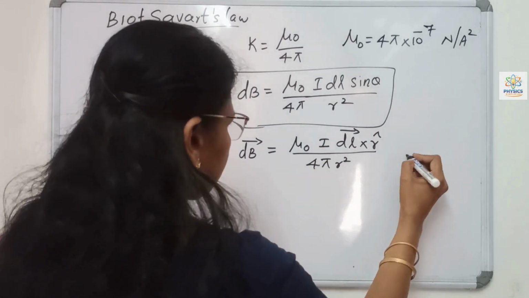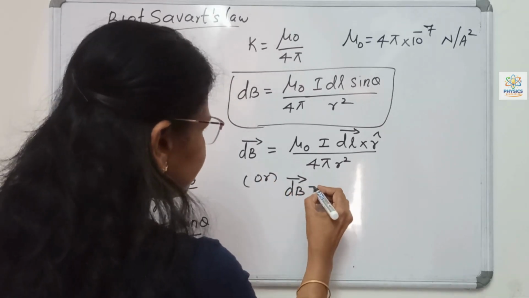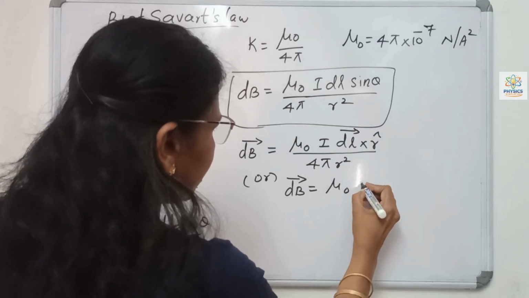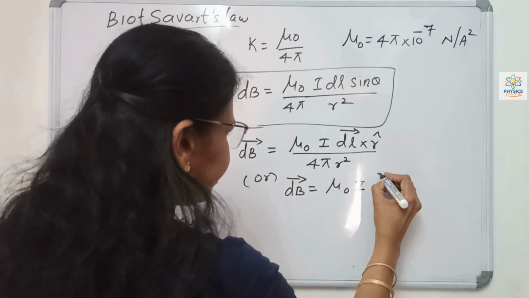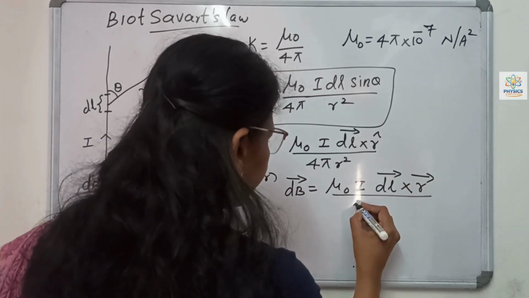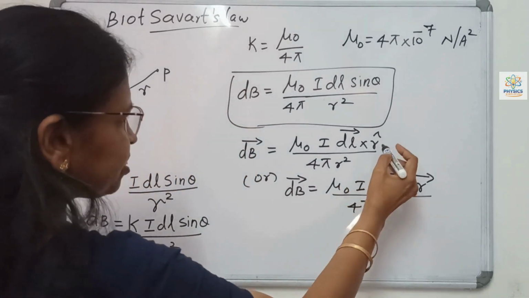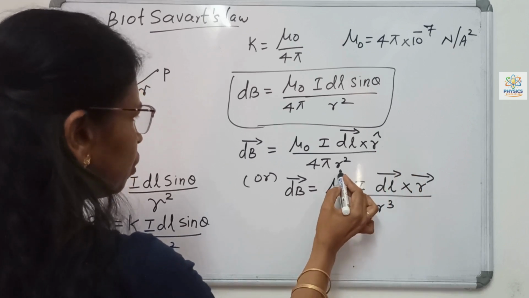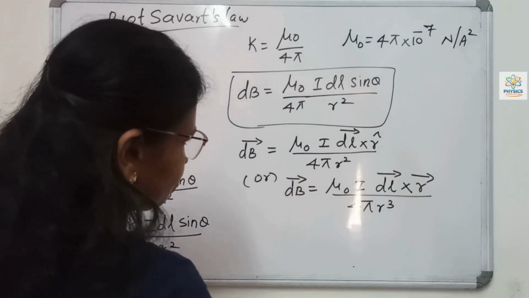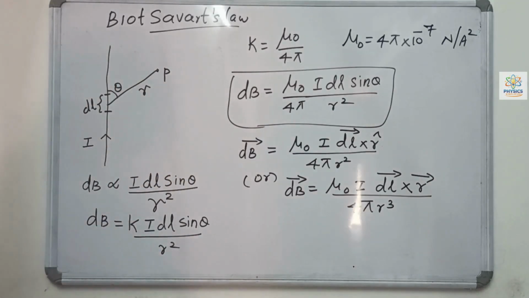Or we can represent the same equation as vector dB is equal to mu 0 I vector dl cross vector r the whole divided by 4 pi r cube. If you are using unit vector here, in the denominator you can just write r square. But at the same time, if you are using vector r, in the denominator we have to use 4 pi r cube.